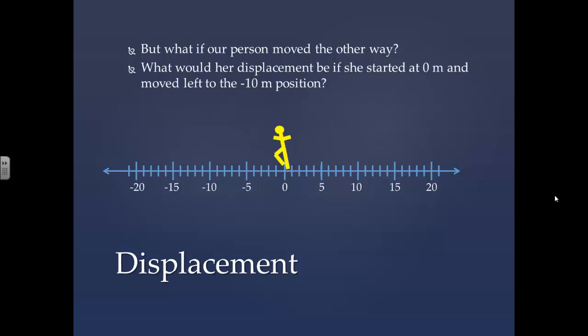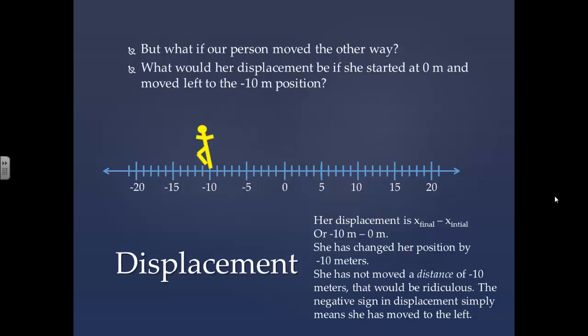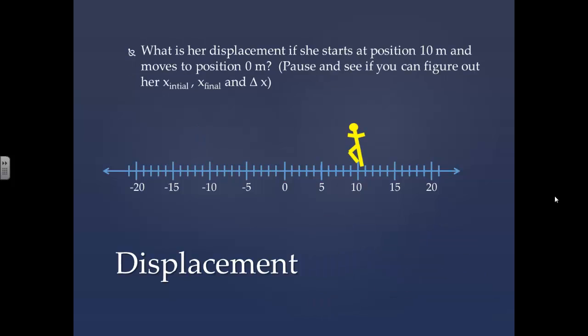But what if our person moved the other way? What would her displacement be if she started at 0 meters and moved left to the negative 10 meter position? Her displacement is final minus initial position, or negative 10 minus 0. She has changed her position by negative 10 meters. She has not moved a distance of negative 10 meters. That would be ridiculous. The negative sign in displacement simply means she has moved to the left.